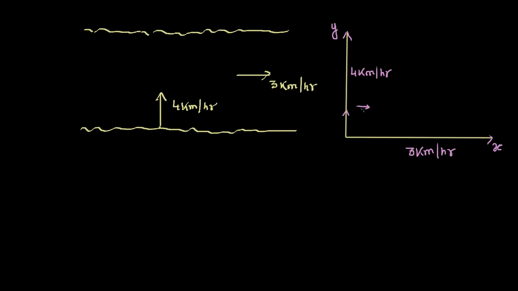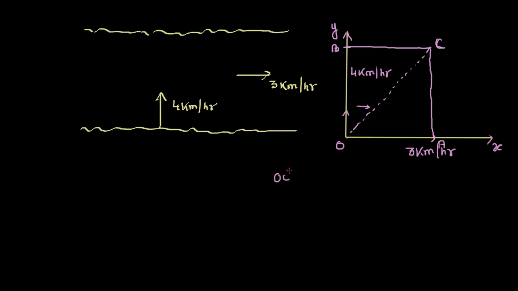So at the end of 1 hour, the man will be neither at point A nor at point B. Here we can draw one perpendicular to it. So he will be near the point C. Clear? We can draw one diagonal of this square. Now the starting point is O.